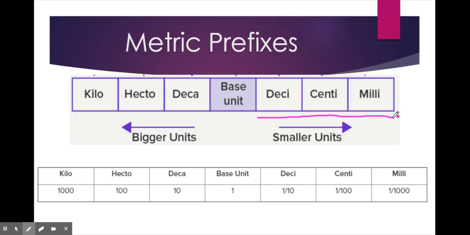As we move to the left of the base unit, the unit to the left of the base unit is bigger than the unit to the right. As we move to the left of each unit, the unit is 10 times greater than the unit to its right.